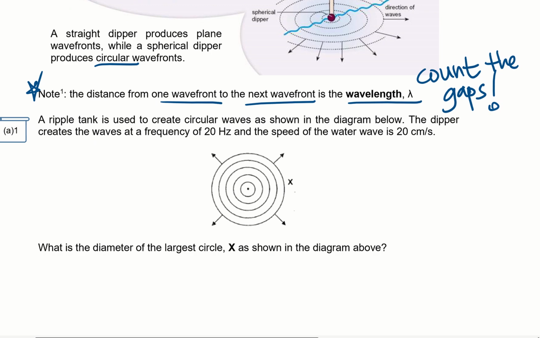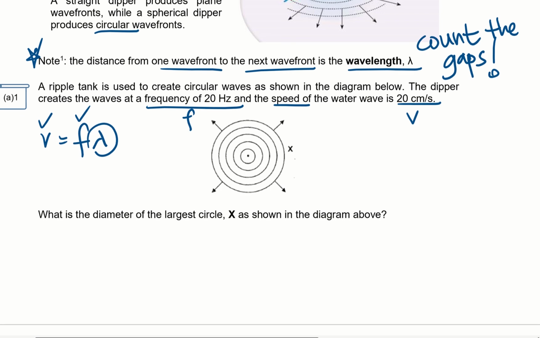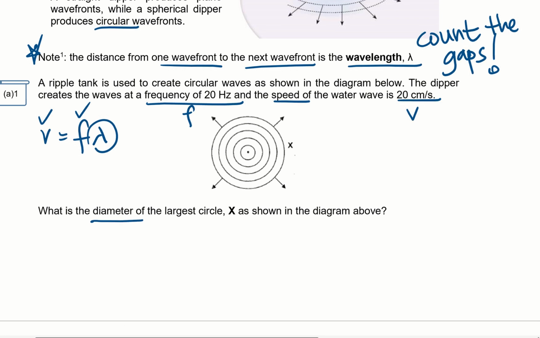A ripple tank is used to create circular waves as shown in the diagram below. The dipole creates the waves at a frequency of 20 Hz. So again, map it to the physical quantity. So it's f, and now I know f equals 20 Hz. And the speed is 20 cm per second, so this is the v. If I have v equals f lambda, and I know my v and my f, I can calculate my lambda. But they did not ask us to do so. They asked us to find the diameter of the largest circle X.